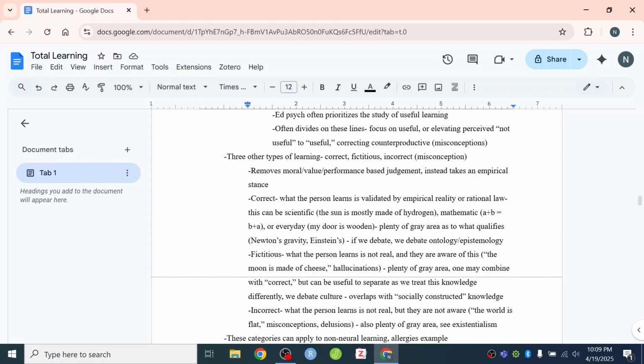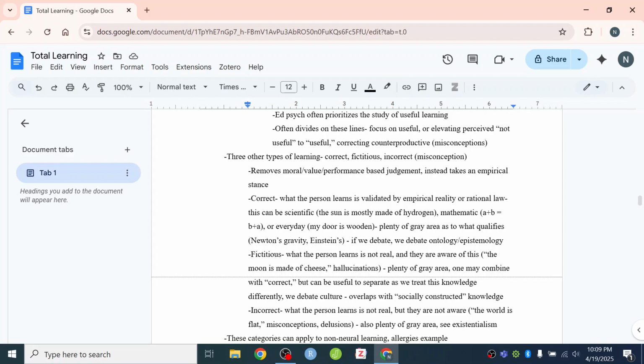Plenty of gray area. You can combine this with correct and incorrect, but I think it can be useful to separate as we treat this knowledge differently. We debate culture in a different way than we debate scientific fact. That debate is about ontology and epistemology, whereas the debate about culture is a debate of what knowledge is socially constructed. Of course, all these things do overlap with each other.